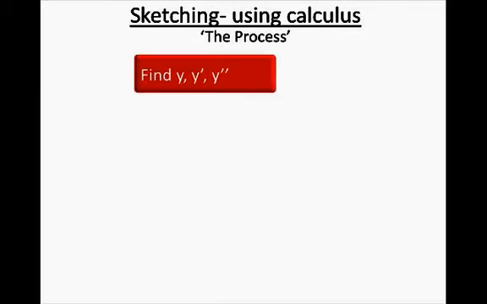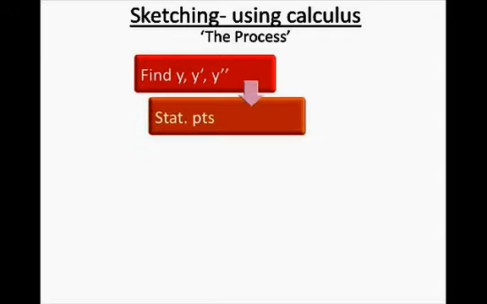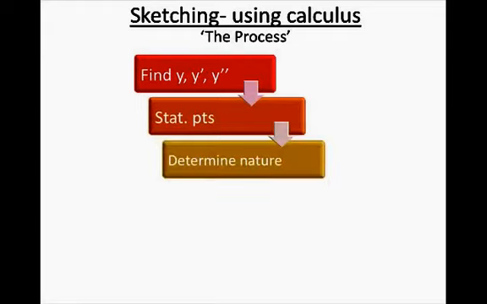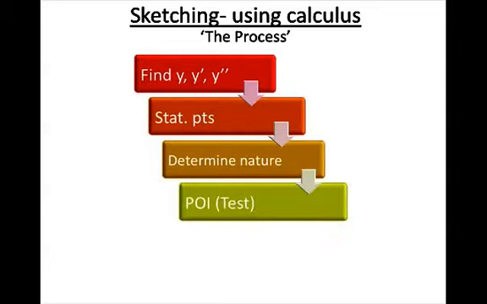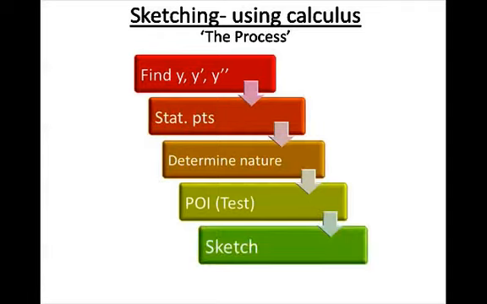When we're going to sketch a curve using calculus, the first thing we've got to do is find y dash, y double dash. Find our three derivative functions. Find our stationary points. Determine the nature of these stationary points. Find our POIs and test them, which we unfortunately, frustratingly have to do. And finally, once we've done all of that, we can sketch it. So each of those processes individually, we've done before in our previous lessons. Now we bring it all together in one-off questions. So let's just go through that process again.